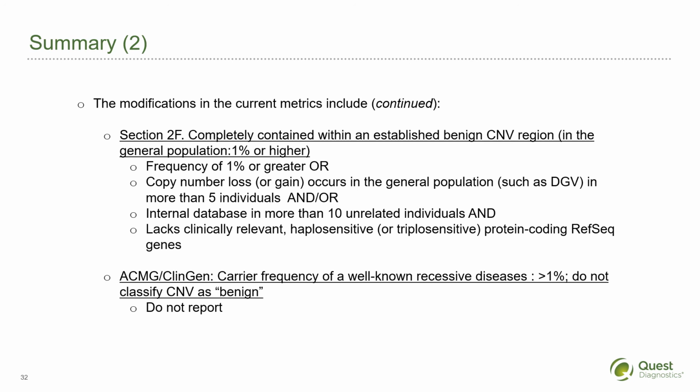Finally, ACMG ClinGen suggests if carrier frequency of a well-known recessive disease is 1% or higher, do not classify as benign. However, at Quest Diagnostics, we do not report autosomal recessive genes with a carrier frequency higher than 1%.